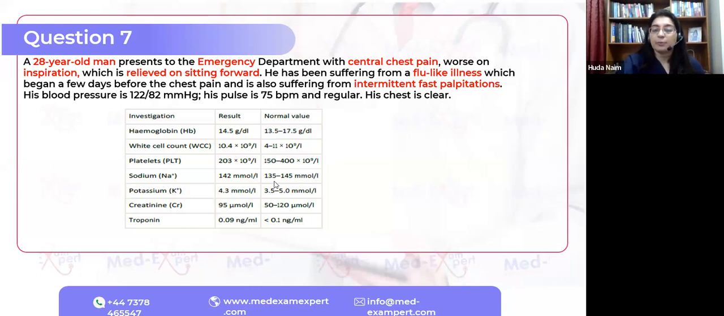He's been suffering from a flu-like illness which began a few days before the chest pain, and he's also suffering from intermittent fast palpitations. His blood pressure is 122 by 82, the pulse is 75 and regular, the chest is clear. Now let's see the investigations. The hemoglobin, white cell count, platelets, sodium, potassium, creatinine, and troponins are all normal. Now what do you think the patient is suffering from?